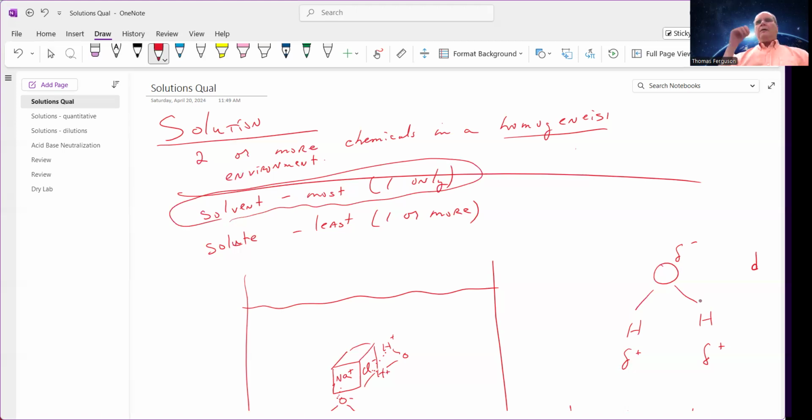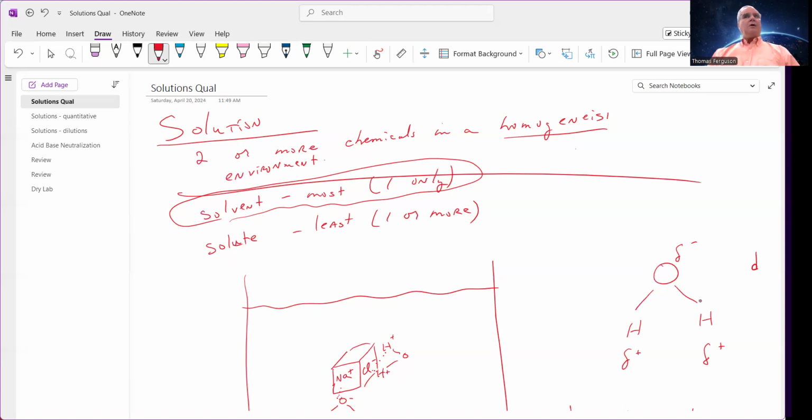Something 60-40, whatever is the 60 version is the solvent. The other part is the solute. You can have two or more solutes, but only one solvent. Air, for example: one solvent, nitrogen gas. The solutes are oxygen, carbon dioxide, carbon monoxide, or whatever other gas is in there.